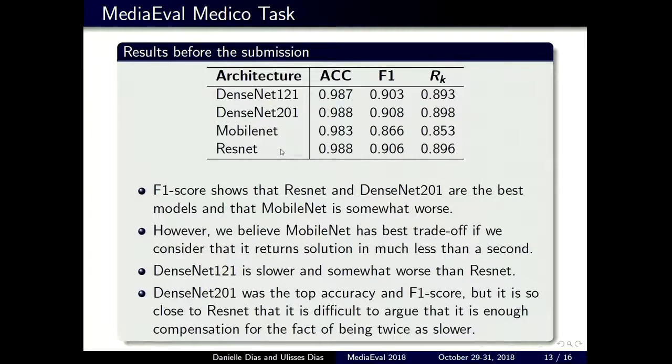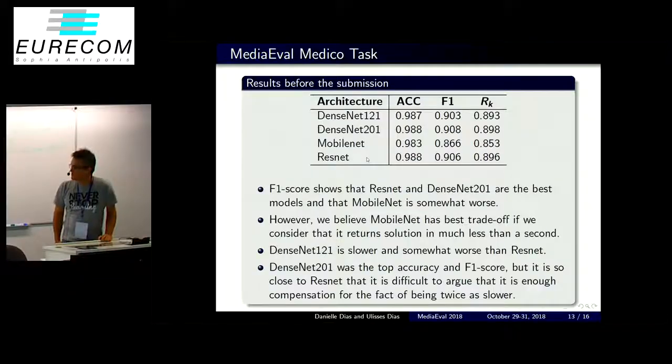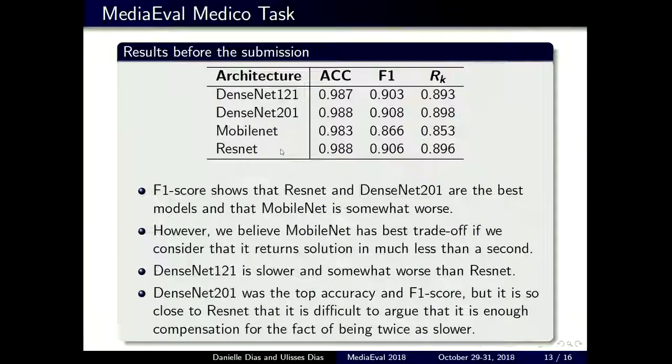And the next table shows the final results for the submissions on our test set. MobileNet is somewhat worse, but has a good trade-off with time and results. DenseNet 201 had top accuracy and F1 score, but it's difficult to differentiate them, as the time is twice as long.